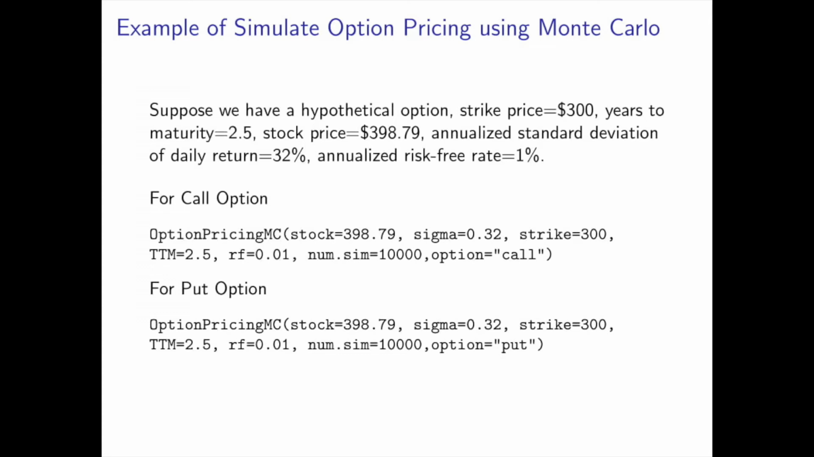For the call option, we put the stock equal to 398.79, sigma equal to 0.32, strike equal to 300, TTM equal to 2.5, RF equal to 0.01, num.sim equal to 10,000, and option equal to call for our call option. For the put option, we have stock, sigma, strike, TTM, RF, and num.sim the same. They are the same as the call option, but option equal to put in this case.